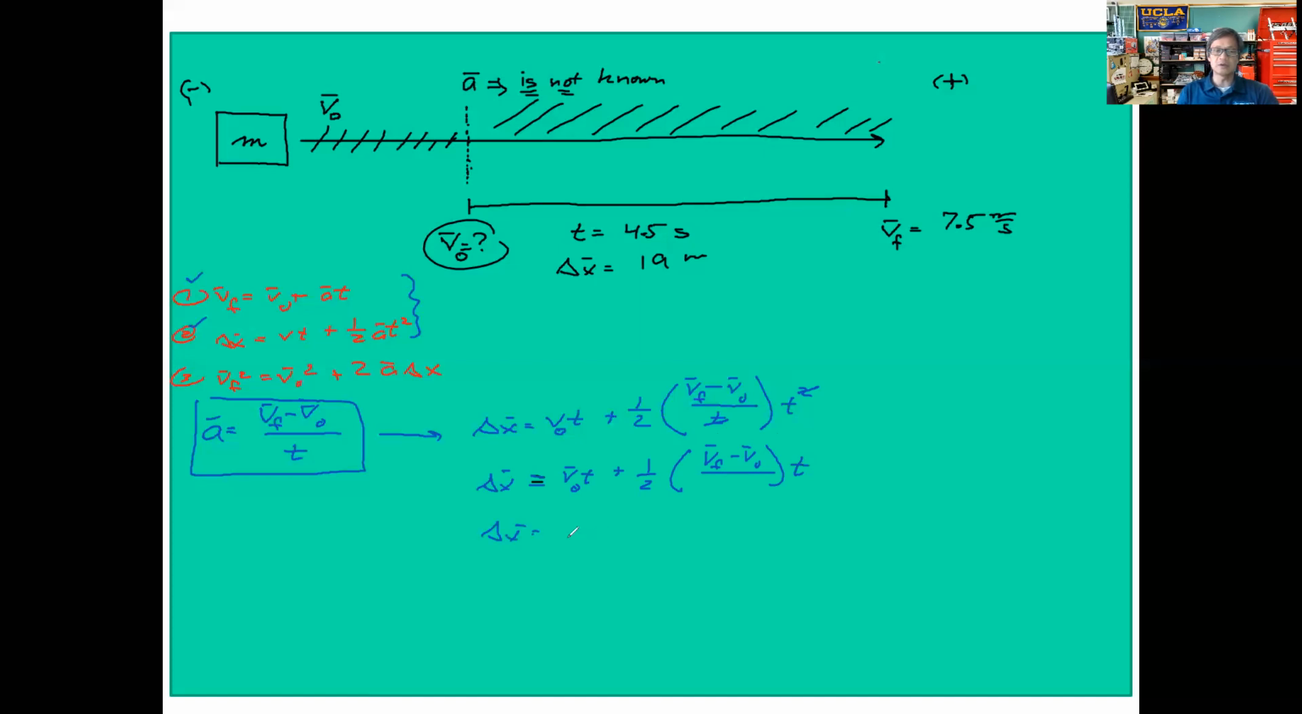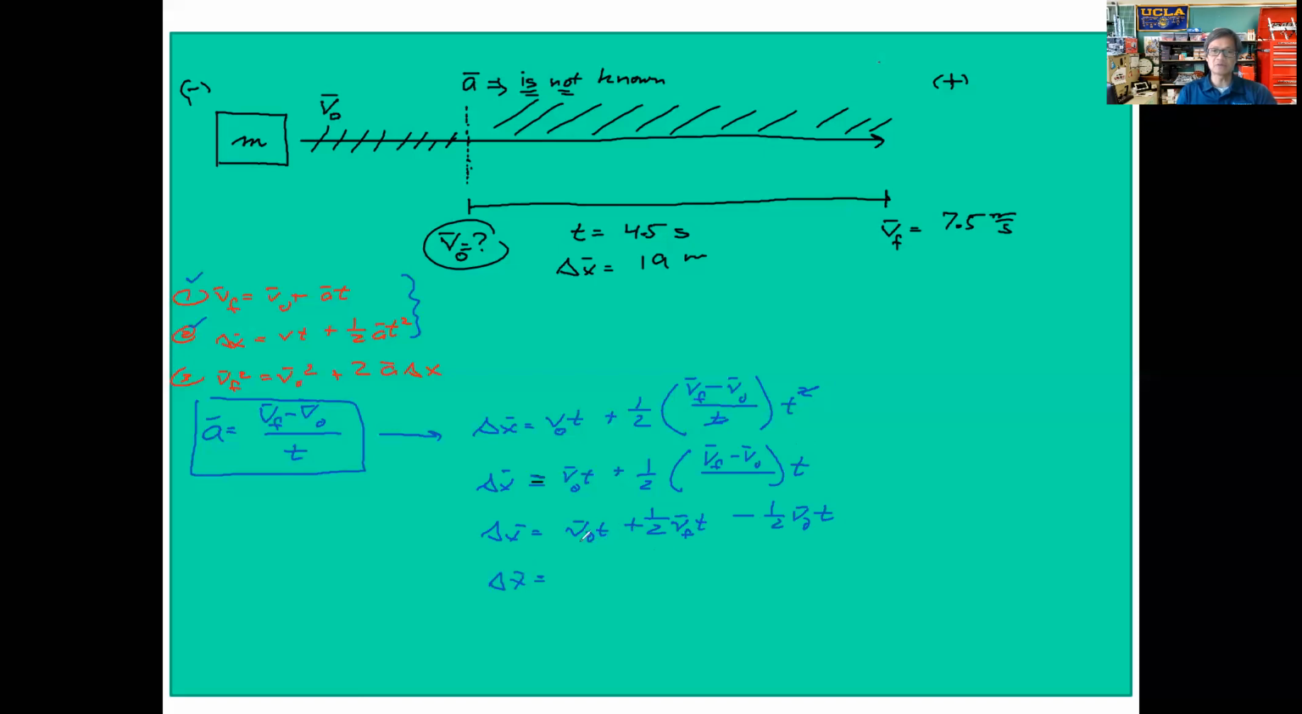Delta x then is going to be equal to v initial times time, plus, let's distribute everything through: 1/2 v final times time minus 1/2 v initial times time. What I did was we took the t and distributed it through, we took the half and distributed it through, and we got this term and this term here. Let's go ahead then and simplify.